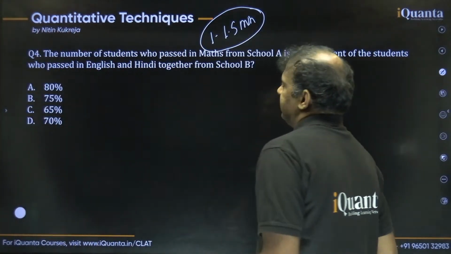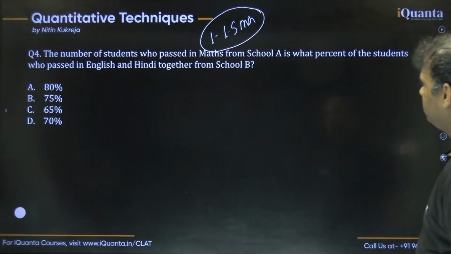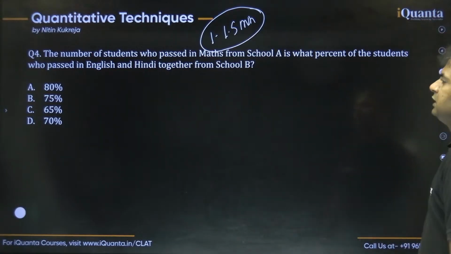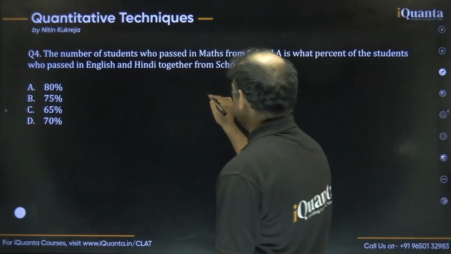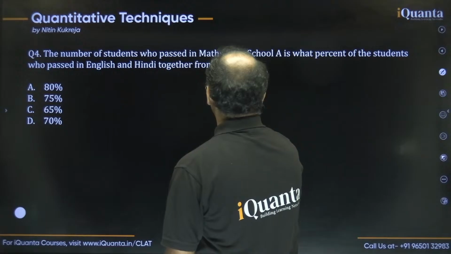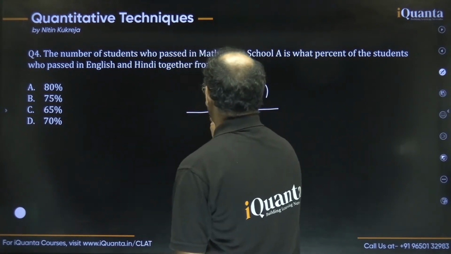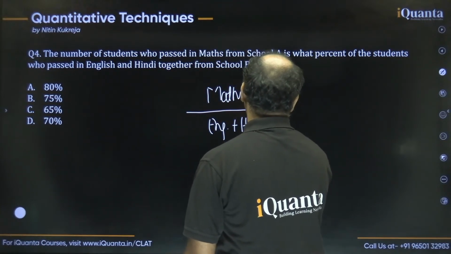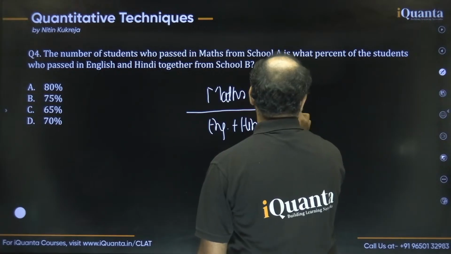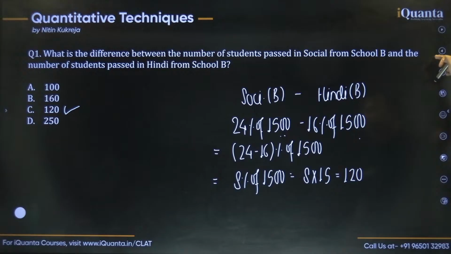The question says that the number of students who pass in maths from school A is what percent of the students who pass in English and Hindi together from school B. All right. Not very difficult. So first, maths from school A. What should be maths from school A?